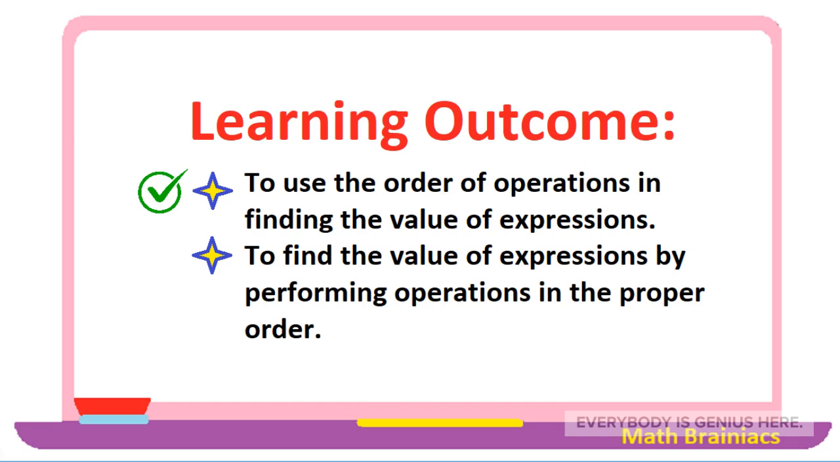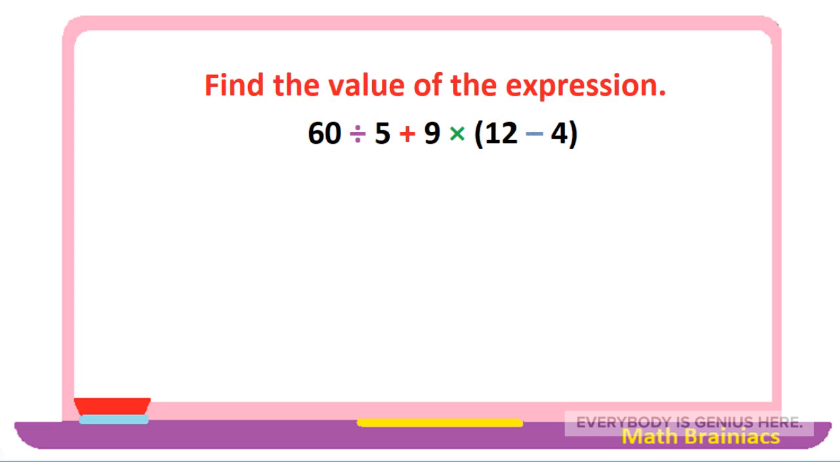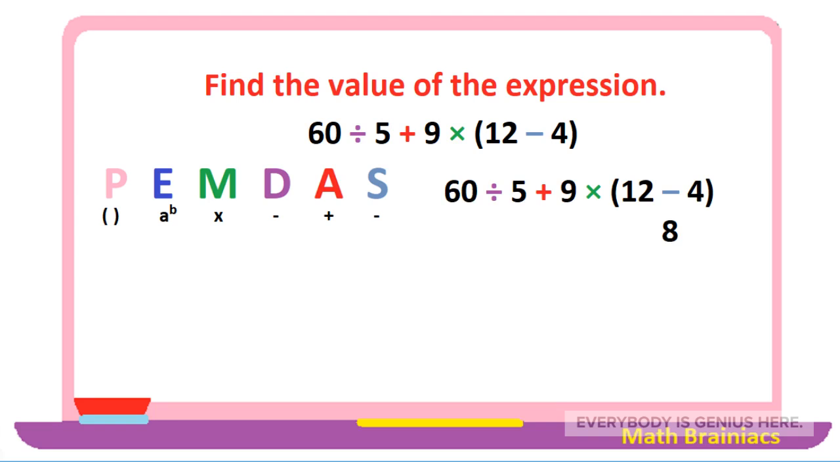In this regard, you have learned how to use the order of operations in finding the value of expressions. Now, let us study how to find the value of expression by performing operations in the proper order. Let us work on this example so that you will be guided: 60 divided by 5 plus 9 times the quantity 12 minus 4, in parentheses. Since we have numbers grouped inside the parentheses, we're going to work on the parentheses first. Accordingly, 12 minus 4 will give us 8.